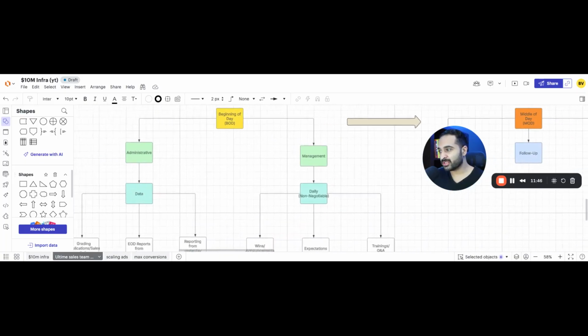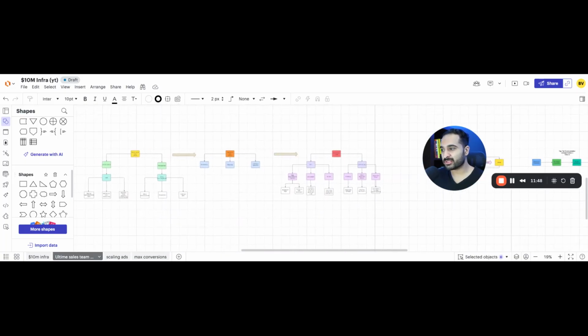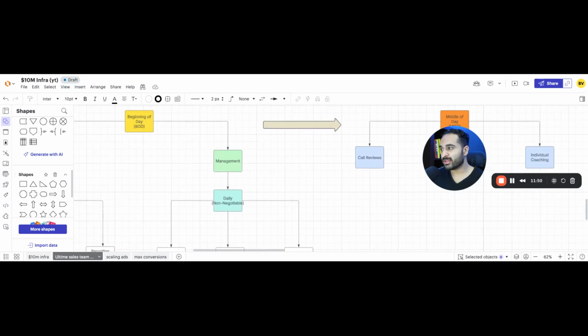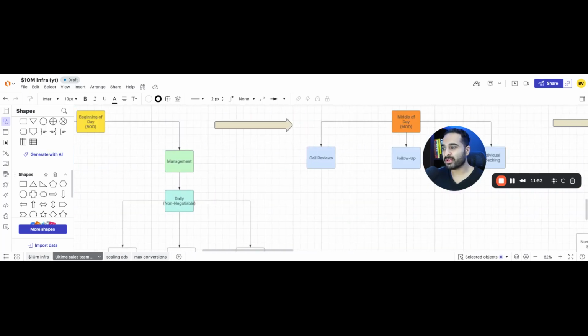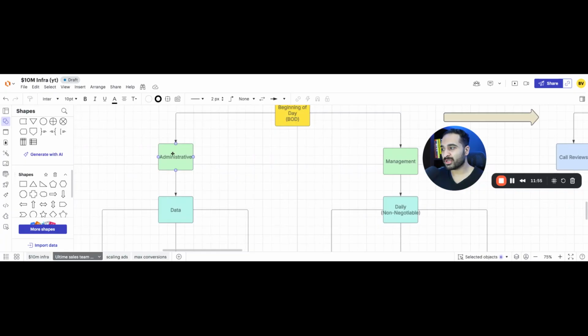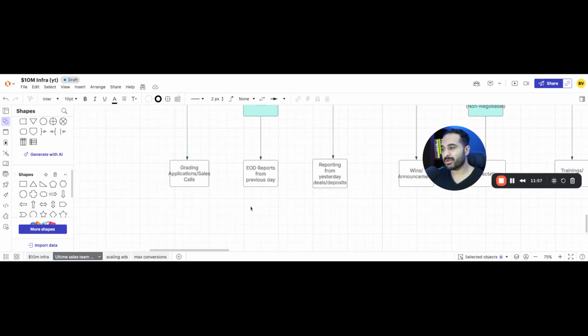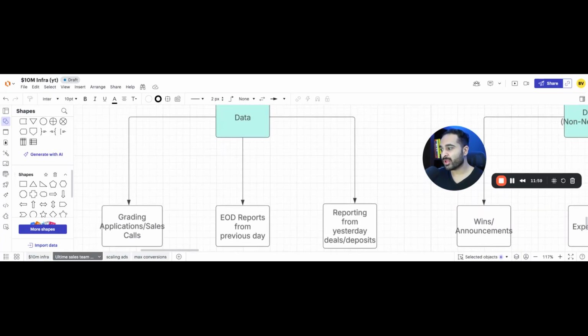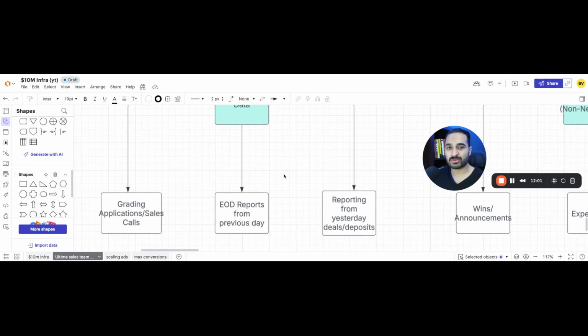All right. Next, we're going to get into the daily structure of the meetings, right? So you have beginning of day, you have middle of day, you have end of day. Beginning of day, all you're focused on is two things: administrative and management. Administrative is basically data. You're grading applications and sales calls that are booked in for today. Let's say today, at the time of this recording, is Thursday. One of my main focuses as a sales manager is to look at all the applications, all the calls that are booked on the calendar today, start grading them, ideally start disqualifying the ones that aren't a good fit.